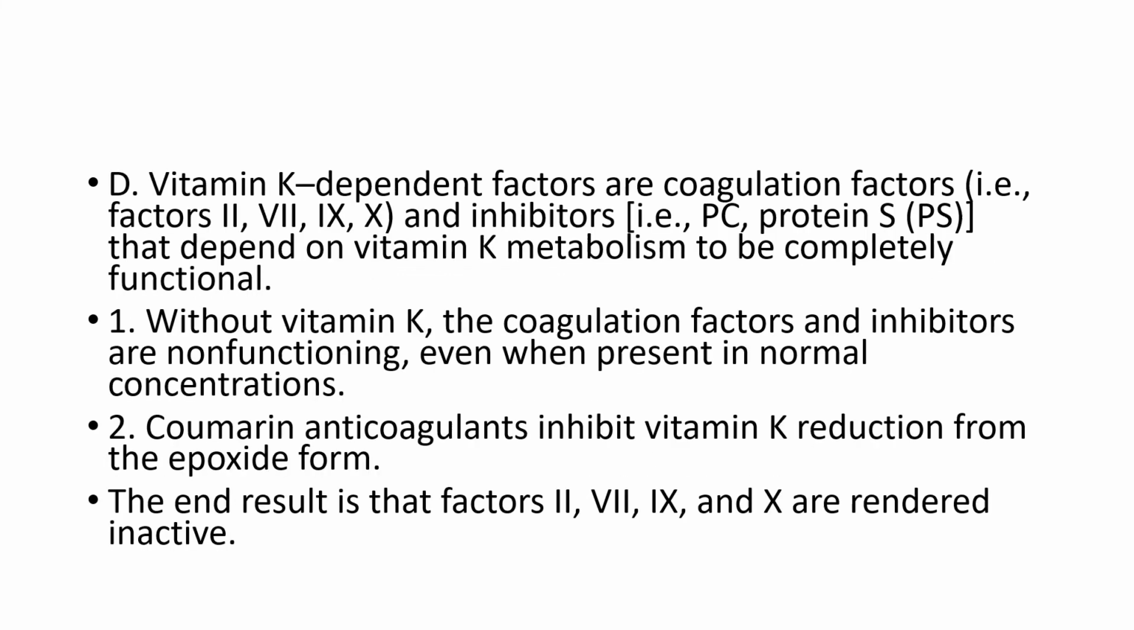Right, so vitamin K dependent factors. There are some factors that depend on vitamin K, which is found in the diet, an exogenous source. So these factors are either coagulation factors or inhibitors. They are factors 2, 7, 9, and 10, and protein C and protein S, PC and PS. Without vitamin K, these factors and inhibitors will not function. Coumarin anticoagulants inhibit vitamin K reduction from the epoxide form, and it will result in inactivation of factors 2, 7, 9, and 10.